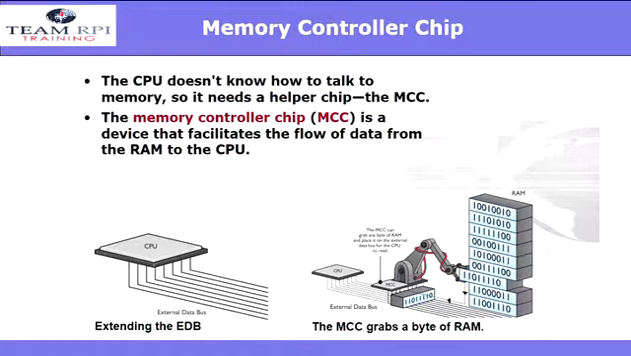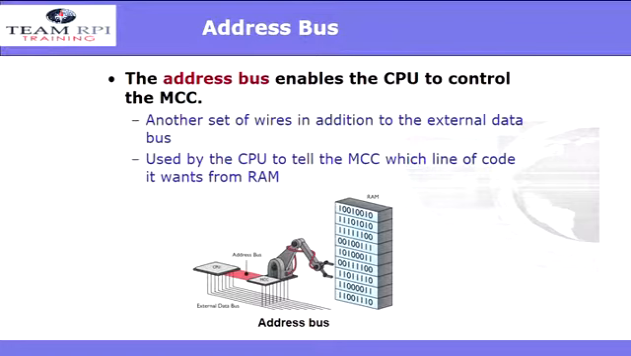So how does the MCC, or the memory controller chip, talk to the man in the box? Well, it needs its own special communication channel. That's called the address bus. The address bus enables the CPU to control the MCC so that it can get the data that it needs to execute your instructions. There's no set number of wires for the address bus.